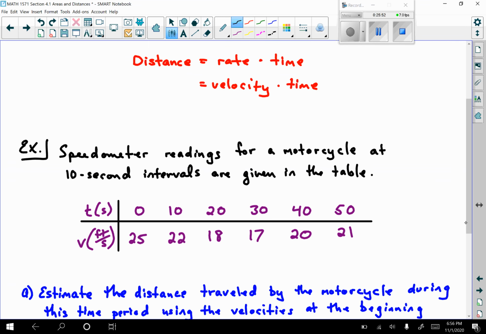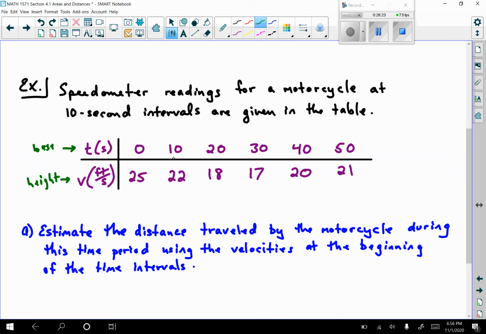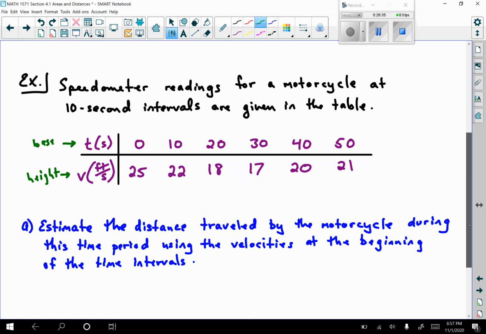So this first example, we're given a speedometer, just speedometer readings for a motorcycle at 10-second intervals. They're given to us in this table. The time in seconds is like the base of our rectangle, and the velocity would be our height. What's going to change, though, is that we're going to be asked to find them at the left endpoints and then the right endpoints, or the beginning of the time interval or the end of the time interval. So our time in seconds just goes 0, 10, 20, 30, 40, 50, in 10-second intervals, and here's the velocity at those times in feet per second. So if you're thinking, man, that motorcyclist is going slow, this is in feet per second.